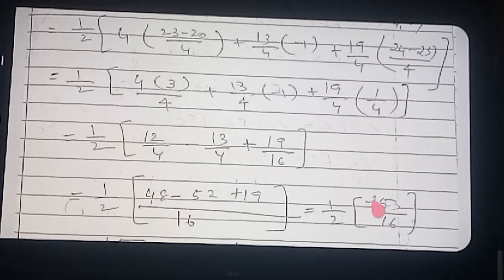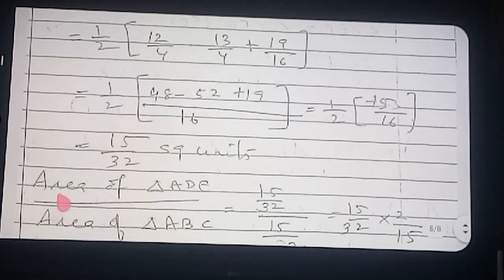Do the calculations in all of this. What are you getting here? 48 plus 19 minus 52, doing the calculation, you are getting 15. So half into 15 by 16. Okay. So 1 into 15, how much is coming? 15 by 2 into 16, 32. So you got the area as 15 by 32 square units.